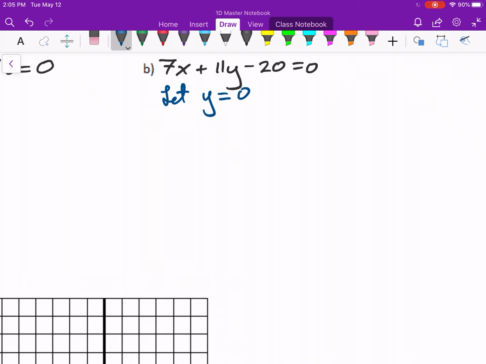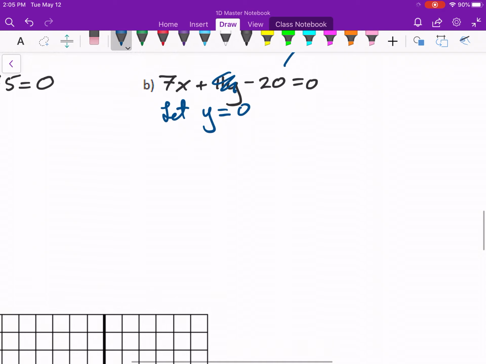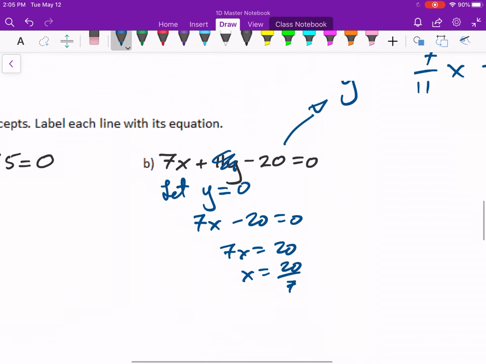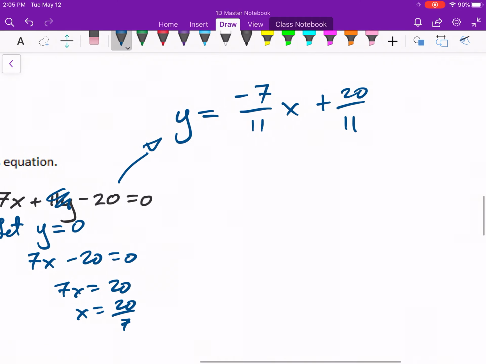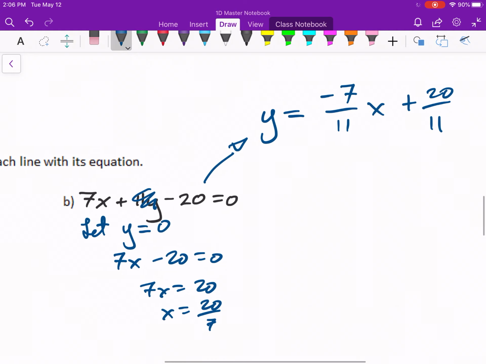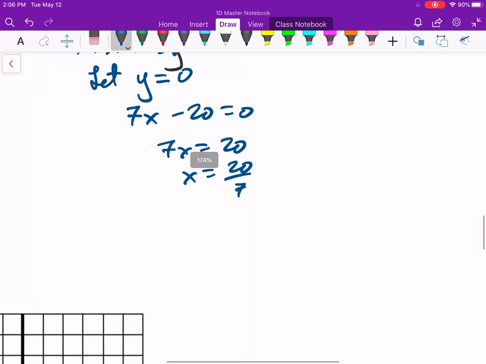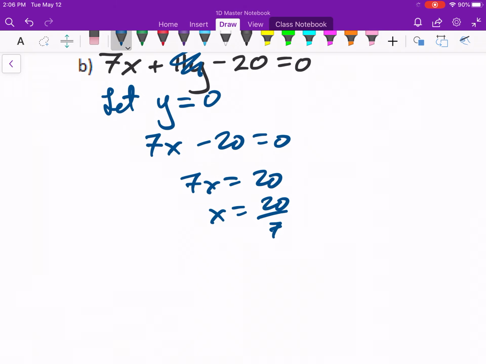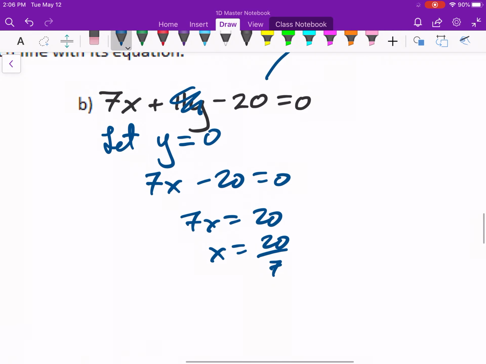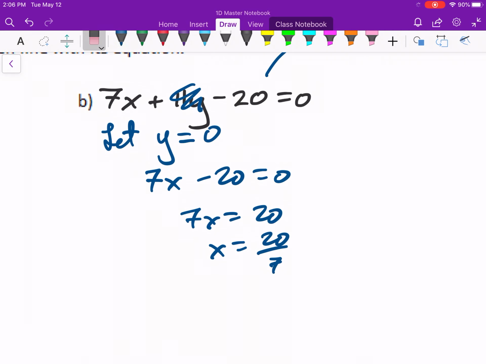We're going to let y equal 0, and if we let y equal 0, then this term here disappears, and I'm left with 7x minus 20 equals 0, 7x equals 20, x equals 20 divided by 7. And of course, we already knew that from... Oh, we didn't already know that because that was the y-intercept I found. Never mind. Anyway, we'll get to the y-intercept in a second. This is the x-intercept I just found. All right, so there's my x-intercept.